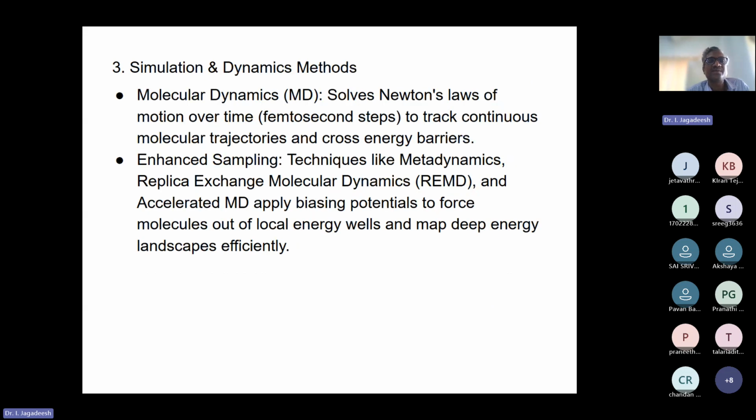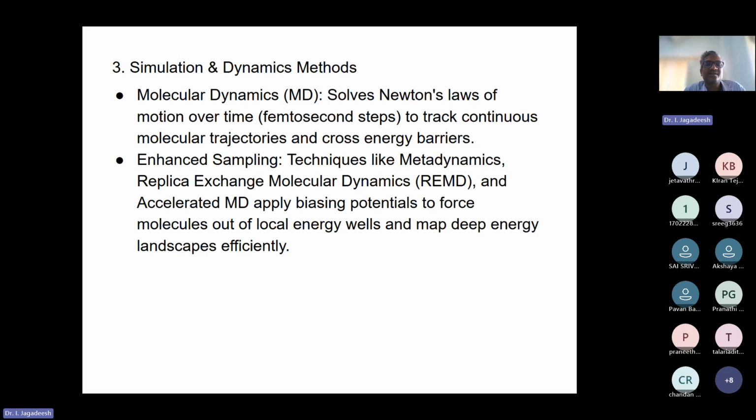The third approach is simulation and dynamic methods. In this one, molecular dynamics is the first path. It solves Newton's laws of motion over time, taking femtosecond steps, not milli or nanoseconds, to track the continuous molecular trajectories and the crossing of energy barriers when the molecule is moving in free space.